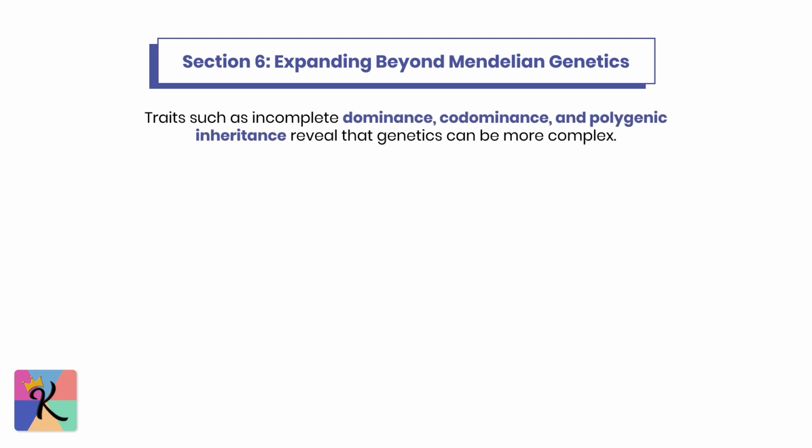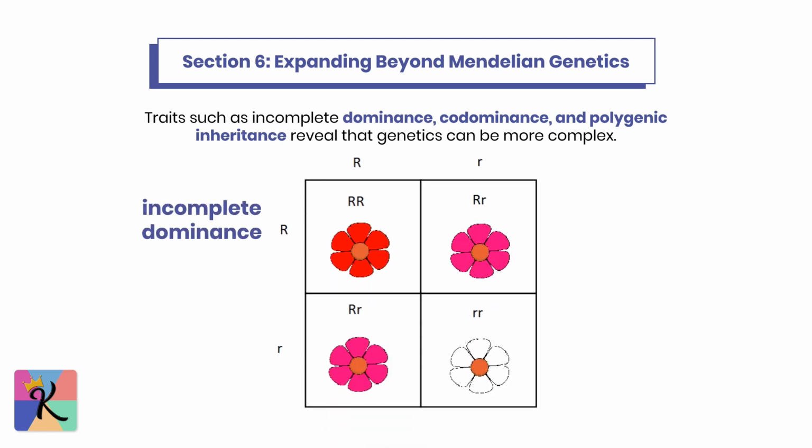Section 6. Expanding beyond Mendelian genetics. While Mendel's principles explain many patterns of inheritance, they don't account for all genetic phenomena. Traits such as incomplete dominance, codominance, and polygenic inheritance reveal that genetics can be more complex. For example, in incomplete dominance, the heterozygous phenotype is a blend of the two alleles. Instead of one allele being dominant over the other, both contribute to the trait's expression.